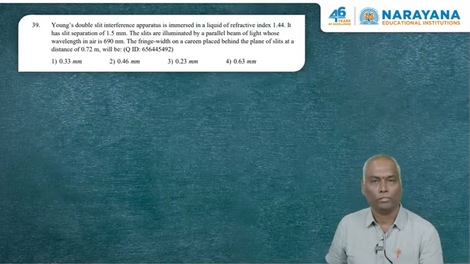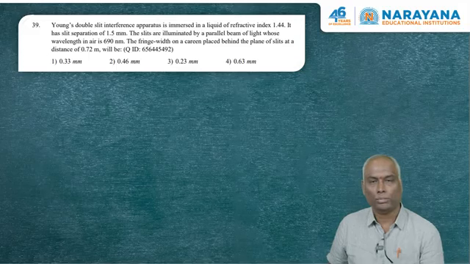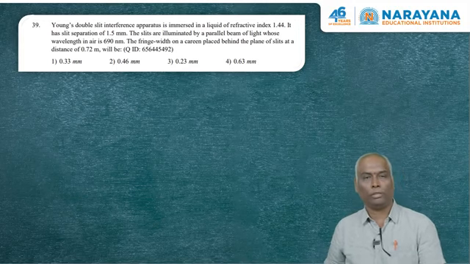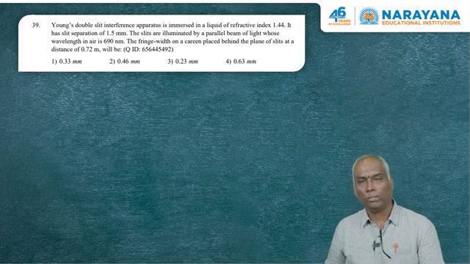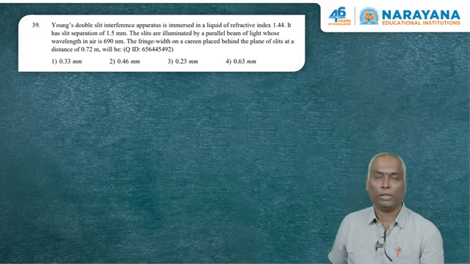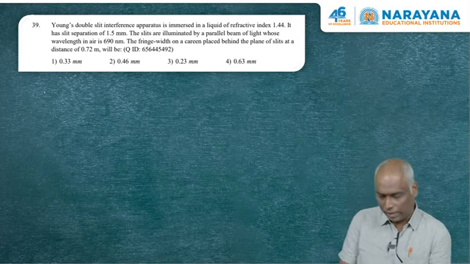Question number 39. Young's double slit interference apparatus is immersed in a liquid of refractive index 1.44. It has a slit separation of 1.5 millimeters. The slits are illuminated by a parallel beam of light whose wavelength is 690 nanometers. The fringe width on the screen placed behind the plane of the slits at a distance of 0.72 meters will be dash. So here this is a YDSE experiment conducted in a medium. They're asking about the fringe width.